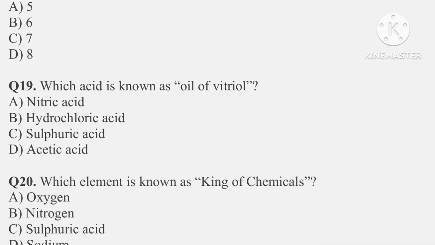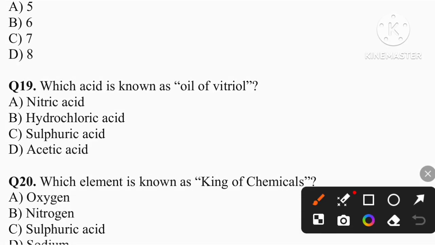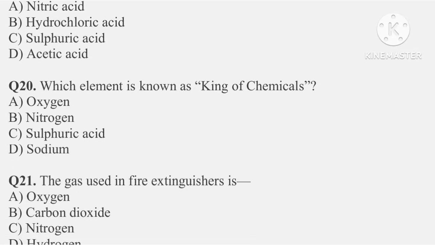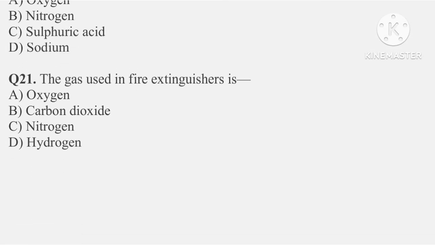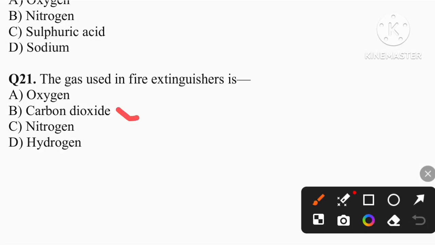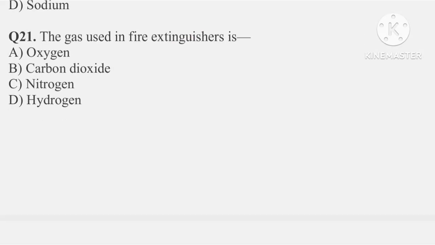Question number 19, which acid is known as the oil of vitriol? So the answer is option C, that is sulfuric acid. Question number 20, which element is known as the king of chemicals? So the answer is again sulfuric acid. Question number 21, the gas used in the fire extinguisher is carbon dioxide, that is option B.